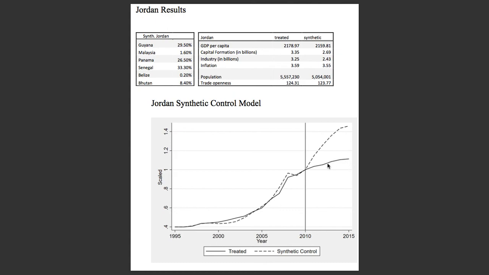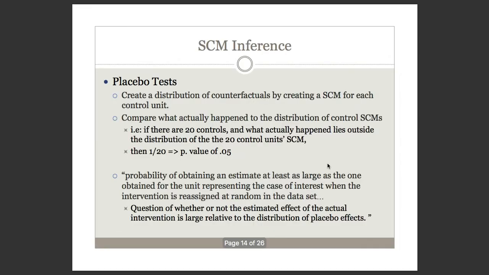Now, this could have just happened by chance, so we need to do some inference. And the way I'm going to do inference for my synthetic control model is by doing a placebo test.